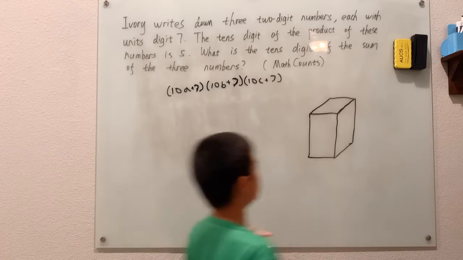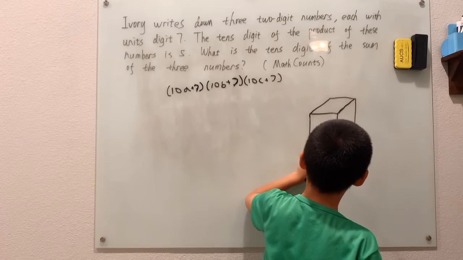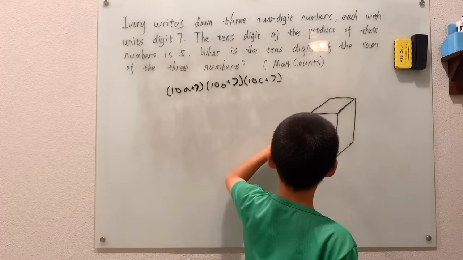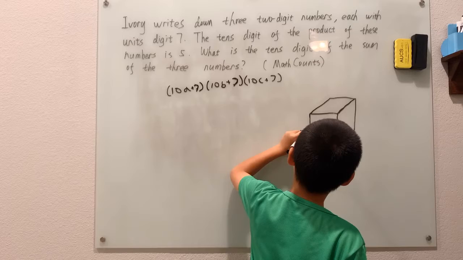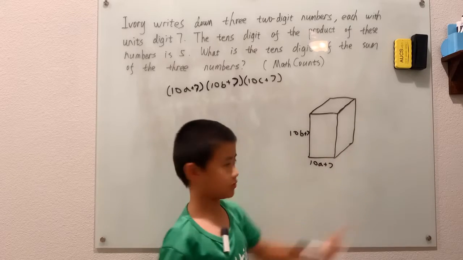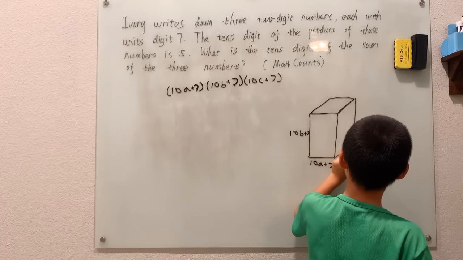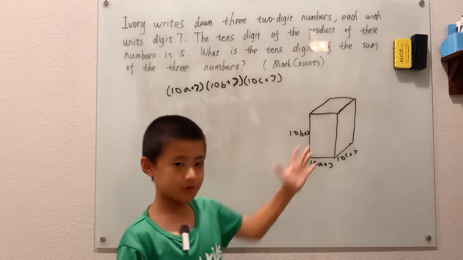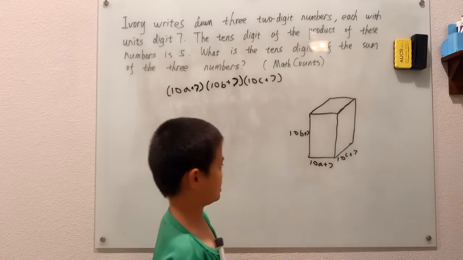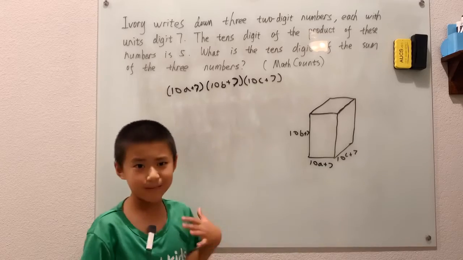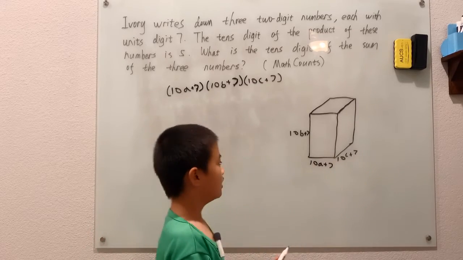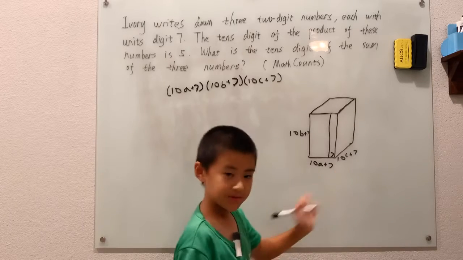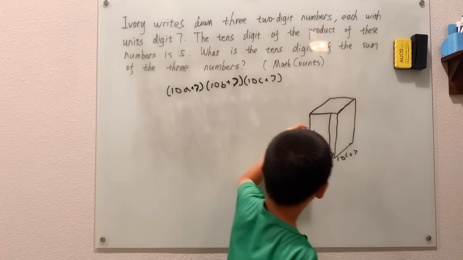We can call this dimension down here 10A plus 7. You can call this dimension up here the height, 10B plus 7. And I can call this dimension right here, the depth, 10C plus 7. Now, to compute the volume of this solid, we're not just going to multiply 10A plus 7, 10B plus 7, and 10C plus 7, which is exactly what the problem is trying to make us do, and we're not falling for that trick. We're going to do this a lot easier by splitting this part up into 7 and 10A.